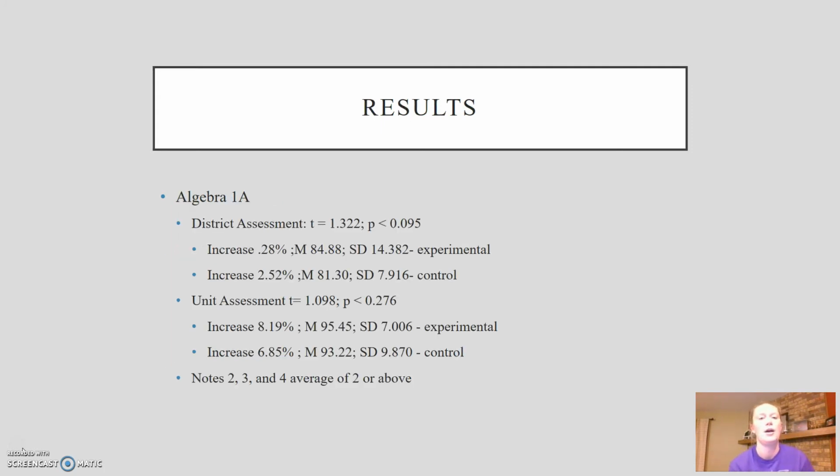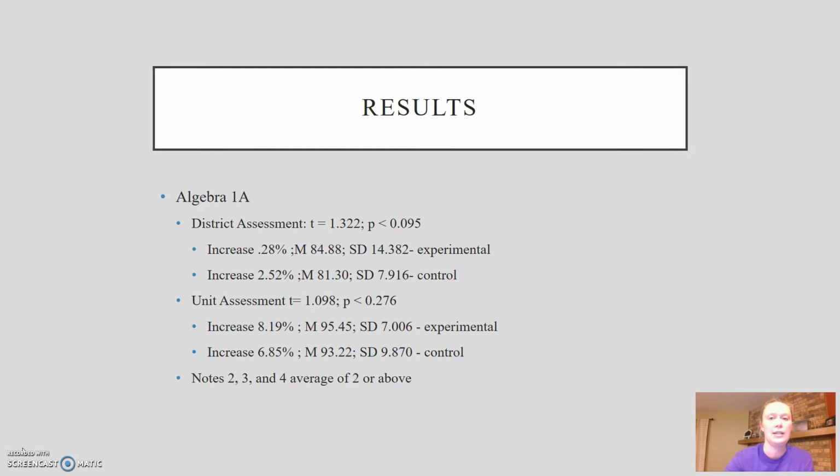My Algebra 1A results are listed here. I had an increase on the experimental group on the district post-test. Not a huge increase, not what I wanted to see. I wish they would have increased more, because unfortunately the control group had a greater increase than they did. And then on the unit assessment, they did have a higher increase, but the mean was very similar, at a 95 and then a mean of a 93. So again, it's not any huge gains.